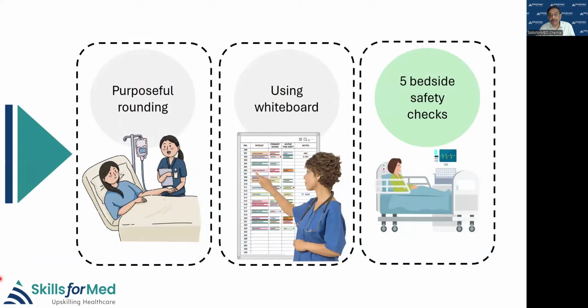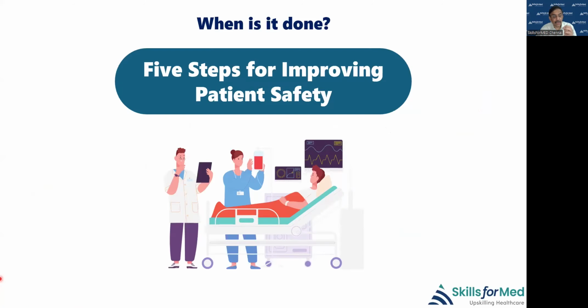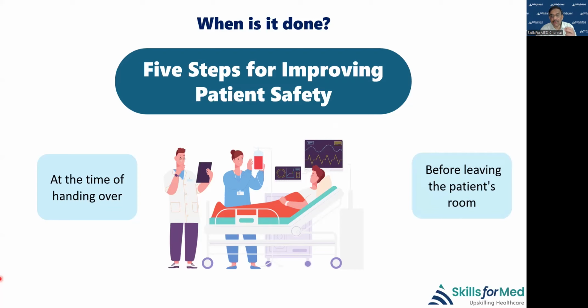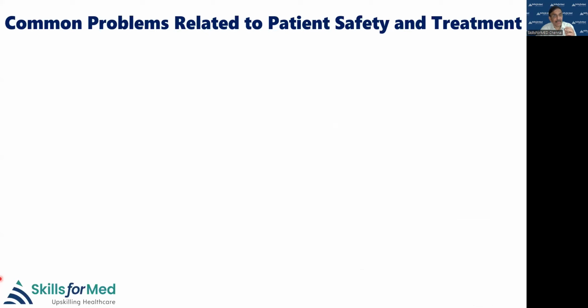And finally, we'll talk about the 5 bedside safety checks, which is the third strategy that will improve the safety when you're doing rounds. So when it is done is very important. Whenever you are handing over, when you go to the patient along with the person who's relieving you, you need to do this. And also when you're doing rounds and leaving the patient's room, you've got to do these 5 essential safety checks. Now, why do we have to do this?